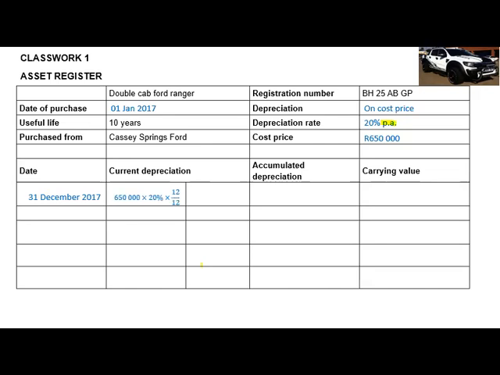Is it important really to include 12 over 12? No, because what is 12 over 12? It is 1. I'm just showing you that, guys, if we had used this for 11 months, it was going to be 11 over 12, because we only use it for 11 months. And the rate is always per annum.